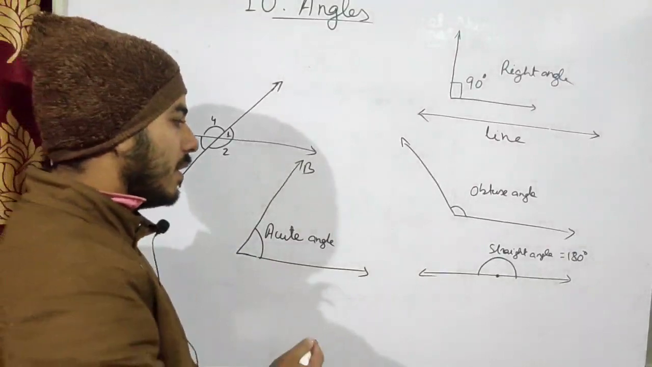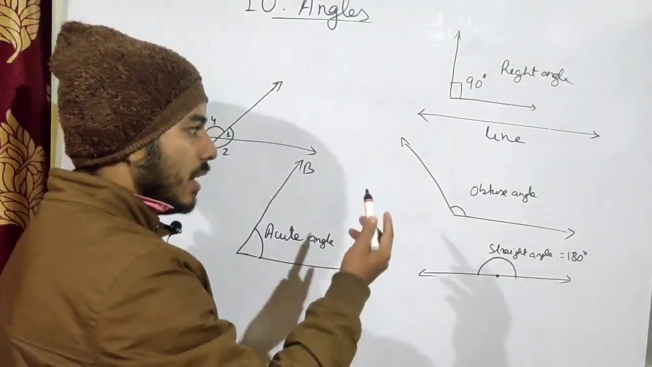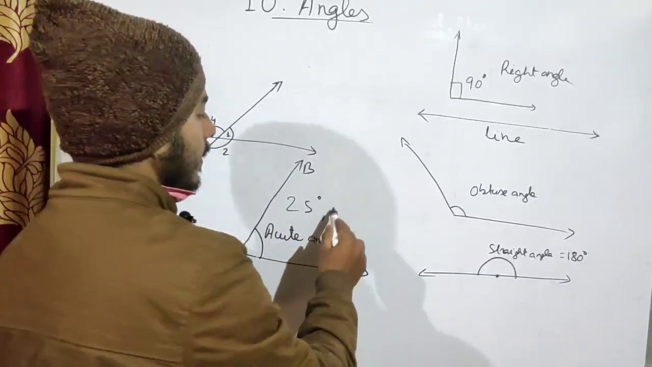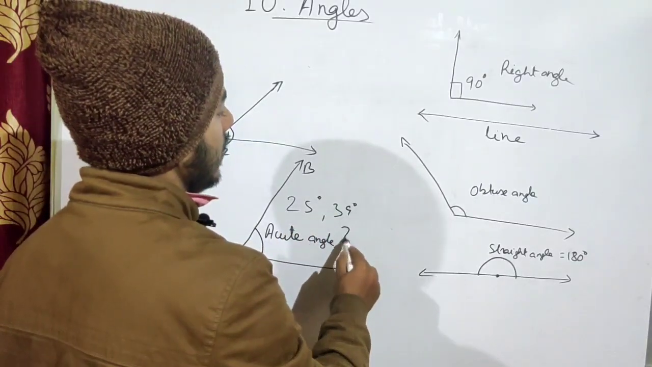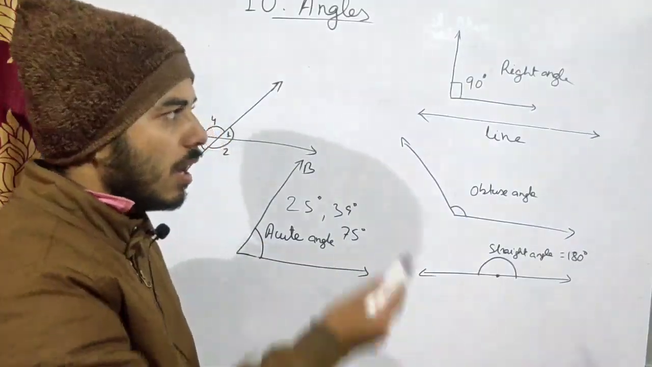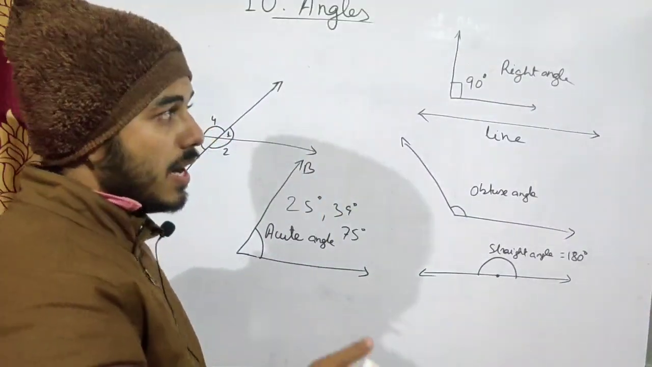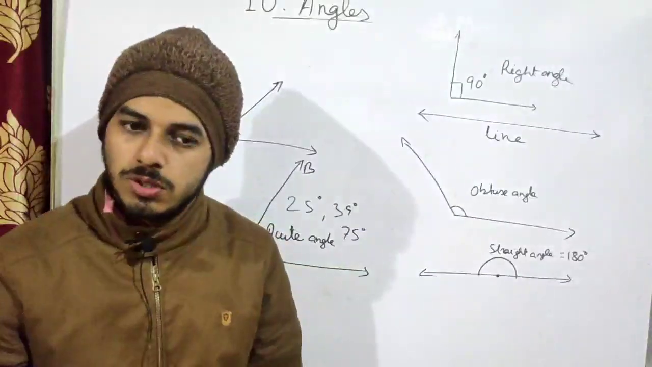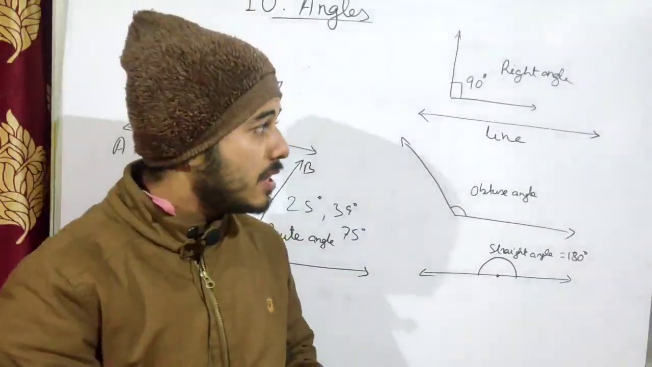These are the examples of acute angle. Let's write 25 degrees, then 39 degrees, then 75 degrees. Right angle, what is a right angle? Only one angle is a right angle, which measures 90 degrees. Clear? Next is the obtuse angle.